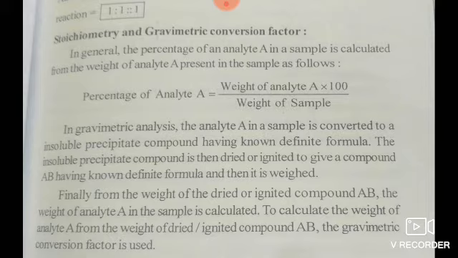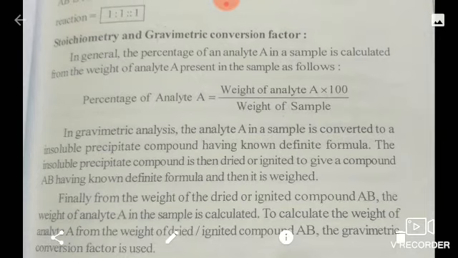This is for the determination of the weight of analyte A, or any component present in the given compound. It gets converted into the precipitate AB, and then this precipitate is dried or ignited, and converted into AB, but we want to determine the amount of A. Then for the determination of analyte A, we use the gravimetric conversion factor. So this is the use of that gravimetric conversion factor.